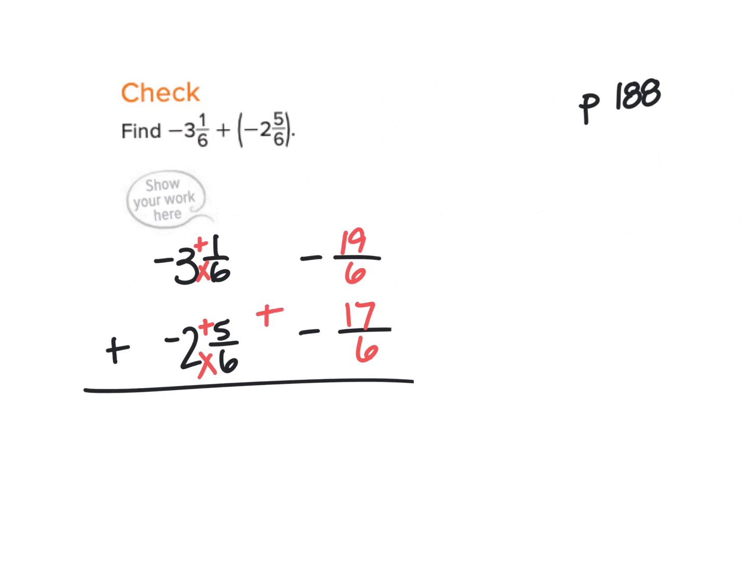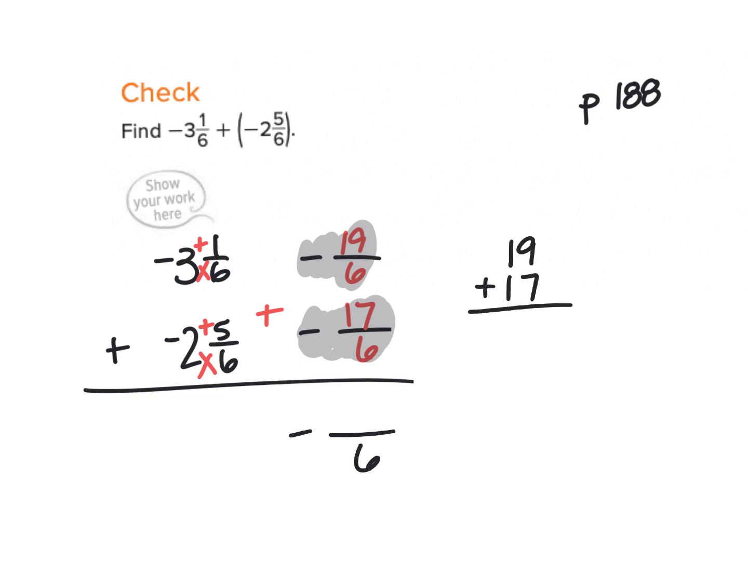Now again, it's still an addition problem. So if you are looking at this, you're adding two negatives. So you get to combine them. You just get to put those together. So I've got negatives and more negatives. I still have negatives when I add. So my answer is negative. Keep the denominator. And now I'm going to add 19 and 17.